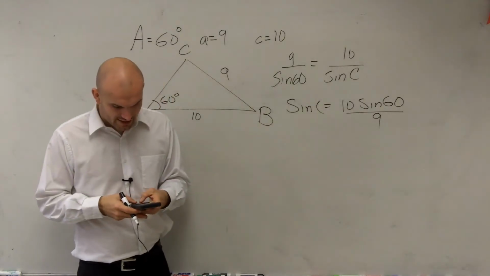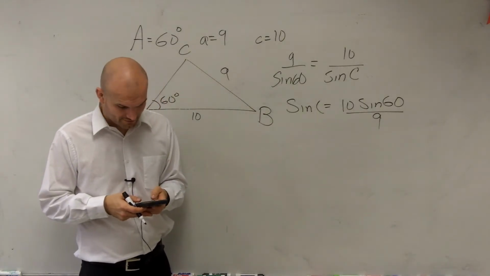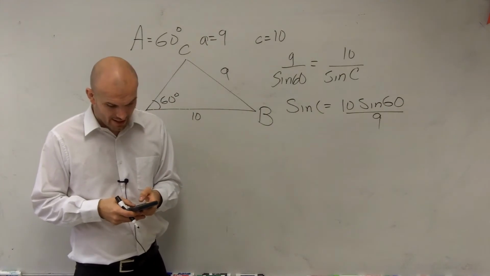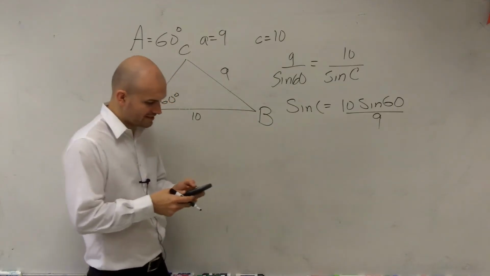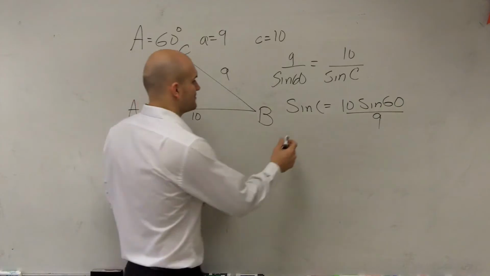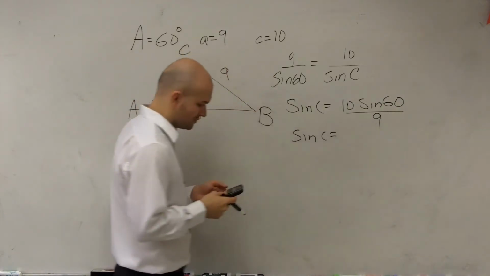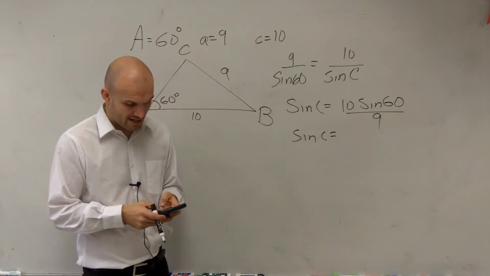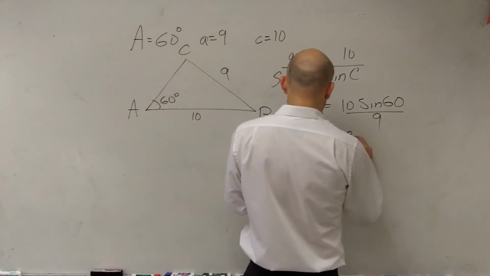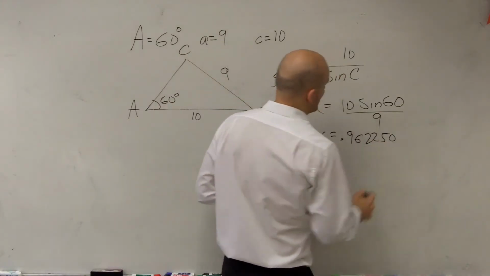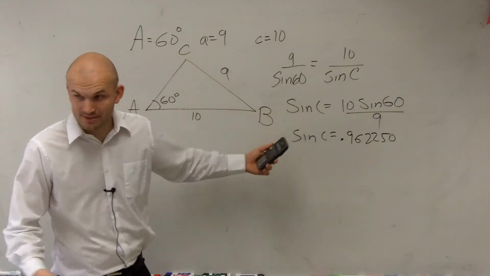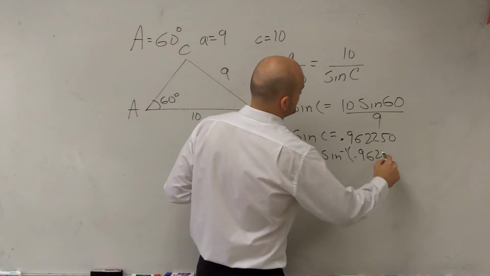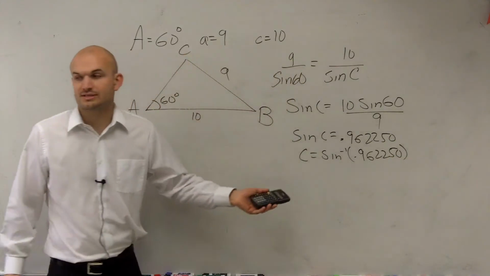So now you're just going to take the sine of 60, times 10, divide it by 9, and then you take the inverse sine of that value. Sorry. So you have sine of C equals, let me do this again for you, sine 60 times 10 divided by 9. You're going to get 0.962250. Okay? Now, to find what C is, you do C equals sine inverse of 0.962250. Does everybody understand that to find the angles?